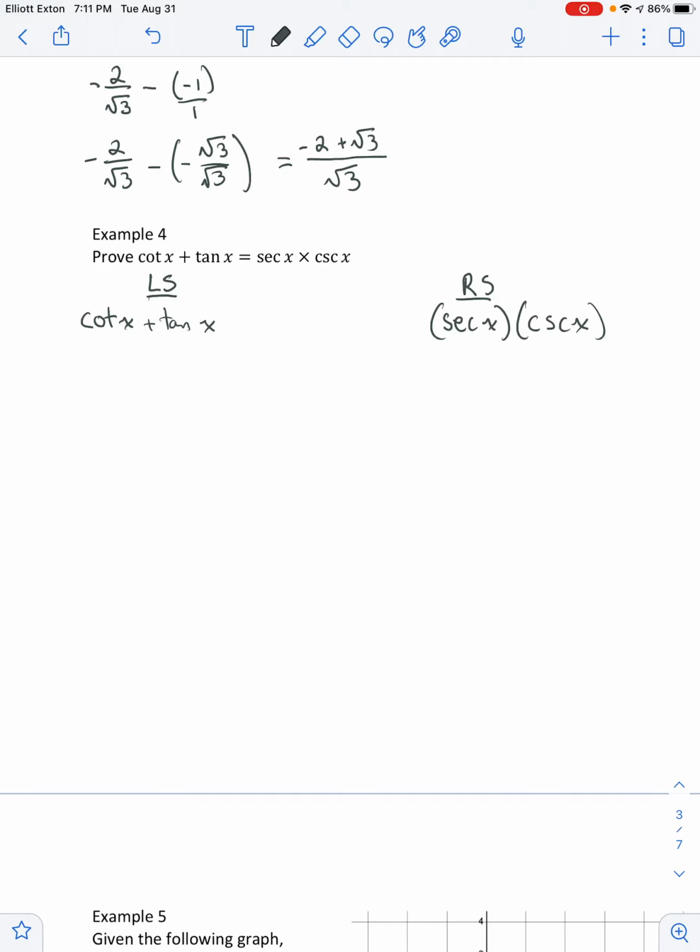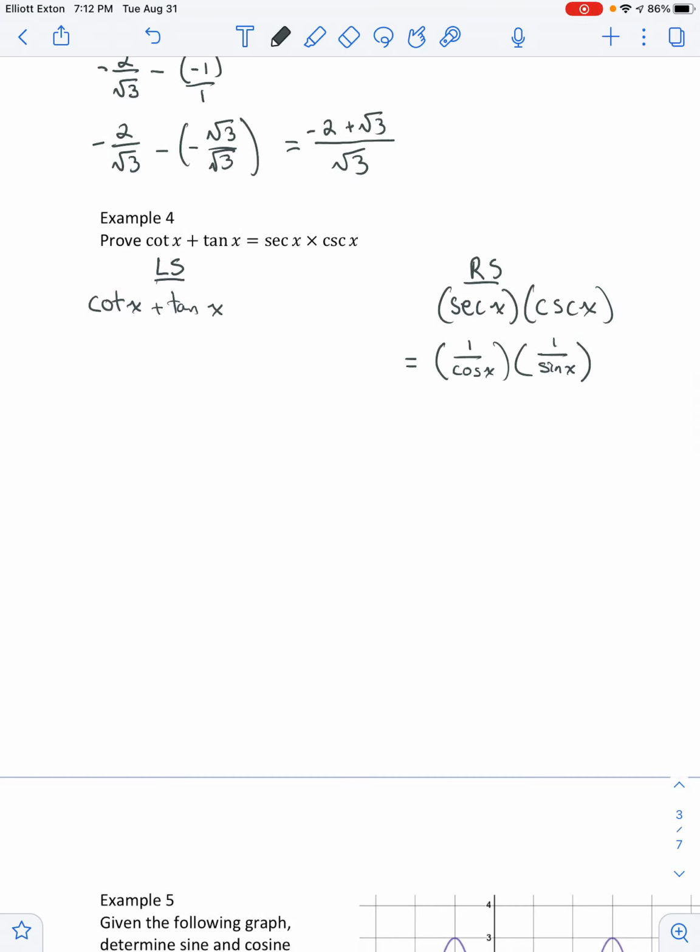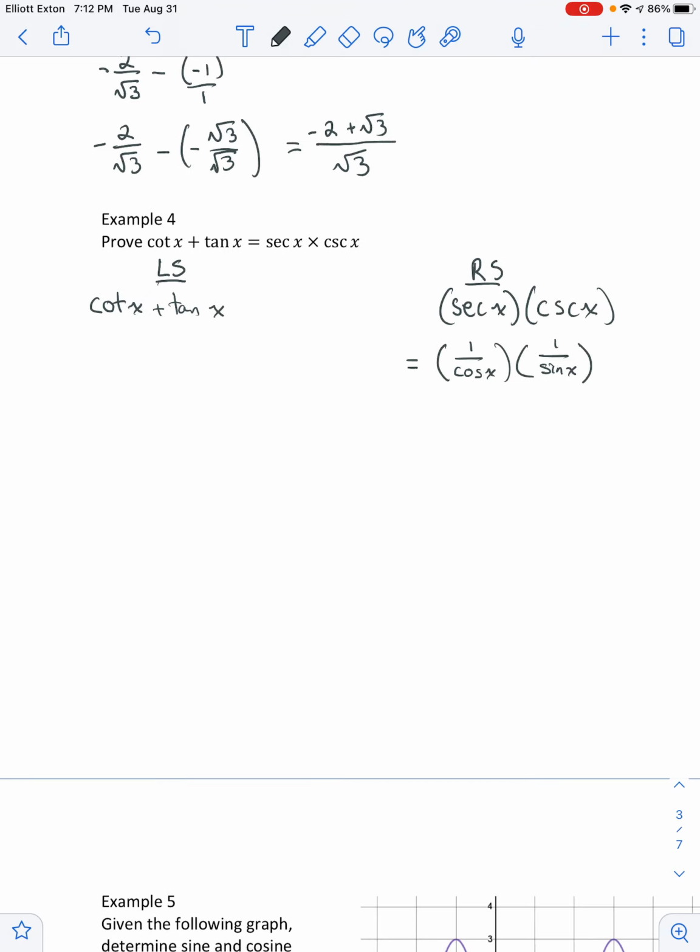Okay, so I'm going to apply the reciprocal identities first and just turn everything into sine and cos, because that's what I like to do. So secant is equivalent to 1 over cos x, and cosecant is equivalent to 1 over sine x. And I'm going to leave that there for now. I don't want to go multiplying those, it might get a little messy. So we'll leave that there for now, and then we'll start working with the left side and see where we get from there.